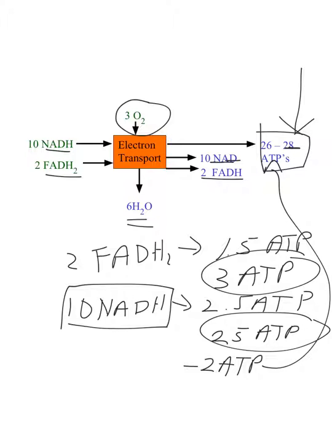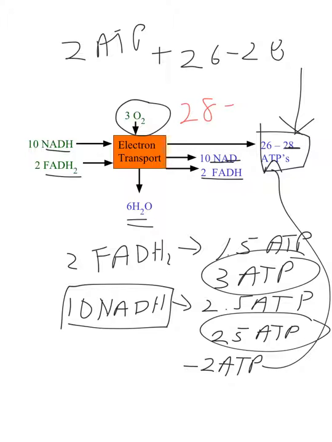Generally speaking, though, you can get anywhere from 26 to 28 ATPs from cellular respiration, plus those 2 ATPs that you got as a product, or a net profit, from glycolysis. So from this whole process, cellular respiration, glycolysis, breakdown of a glucose, you can get anywhere from 28 to 30 ATPs total worth of energy.